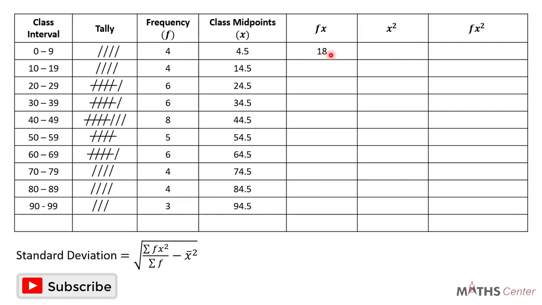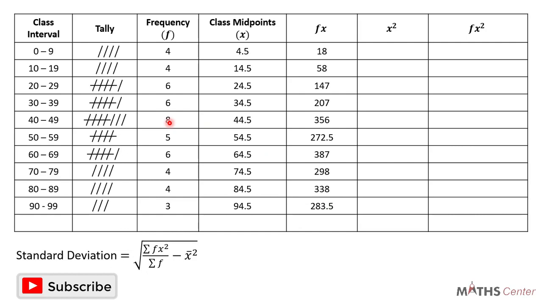4 times 4.5 is 18. 4 times 14.5 is 58. 6 times 24.5 is 147. 6 times 34.5 is 207. 8 times 44.5 is 356. 5 times 54.5 is 272.5. 6 times 64.5 is 387. 4 times 74.5 is 298. 4 times 84.5 is 338. And 3 times 94.5 is 283.5.